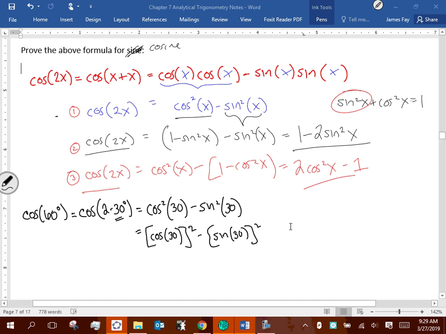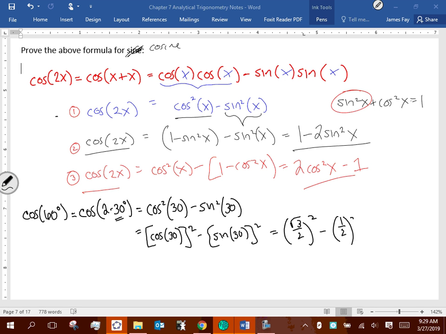So what is the cosine of 30? Radical 3 over 2. I'm going to square that. What is the sine of 30? 1/2. We'll square that. What's radical 3 squared? 3. What's 2 squared? 4. Minus 1/4 gives me 2/4, which is going to simplify to 1/2. Is that exactly what we knew cosine of 60 should be?